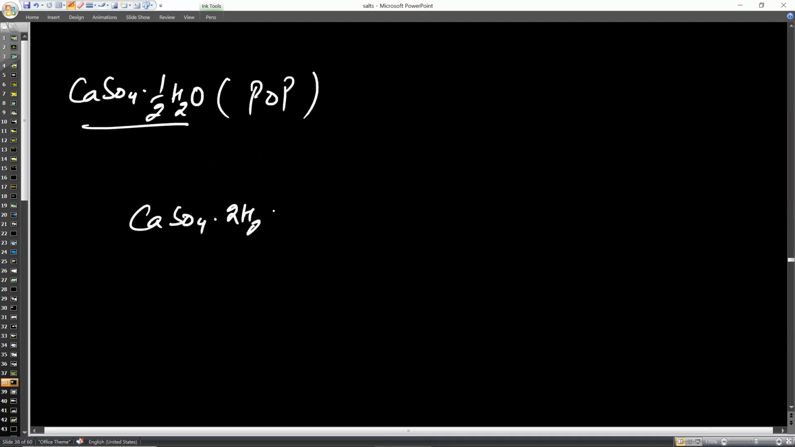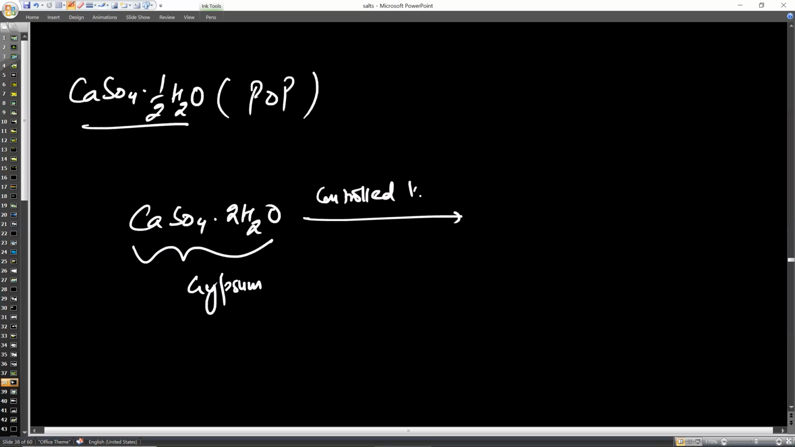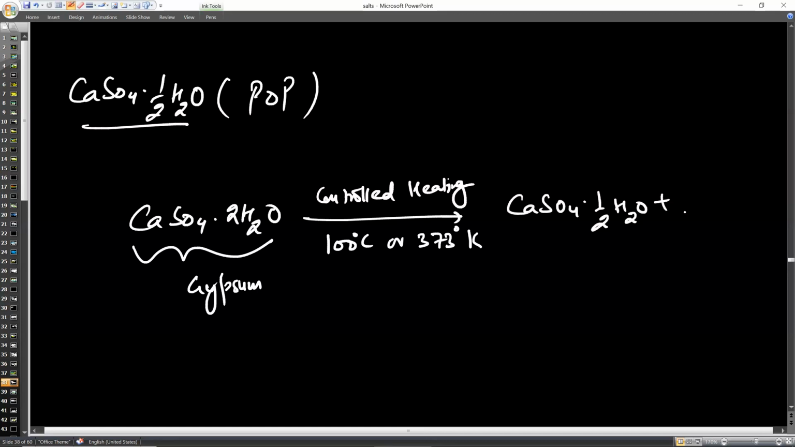When we take the hard mass substance which we call gypsum and heat it, controlled heating should be done, at a temperature of 100 degrees Celsius or 373 Kelvin. Then it will get converted into CaSO4 dot half H2O, and 3 by 2 water molecules will be eliminated. You understood?